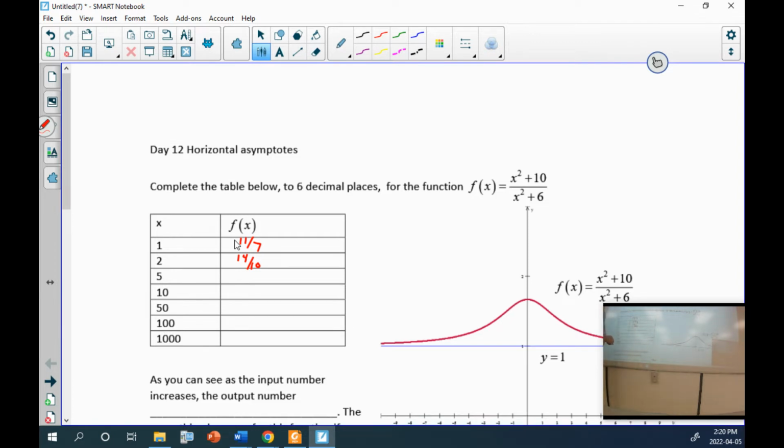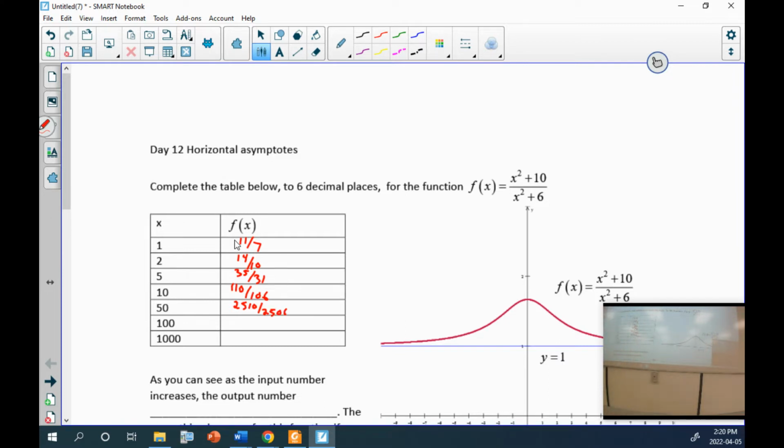35 over 31. Plug 10 into that function. I have 110 over 106. Put 50 into that function. I have 2,510 divided by 2,506.